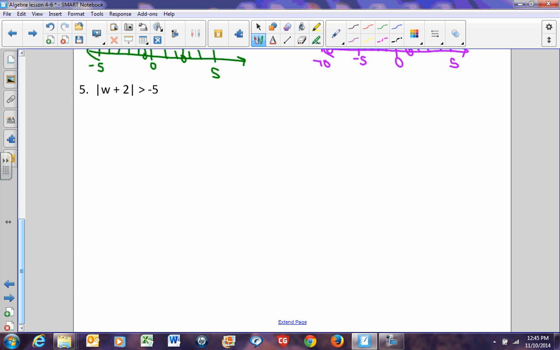Last problem here. The absolute value of w plus 2 is greater than negative 5. If we were to look at this, can the absolute value of something be negative? No, it cannot be negative. I can't have the absolute value of w plus 2 be greater than negative 5. So when I take the absolute value of something, it can't be negative. So again, this one is no solution. You don't even have to set it up to solve it. It's just no solution.